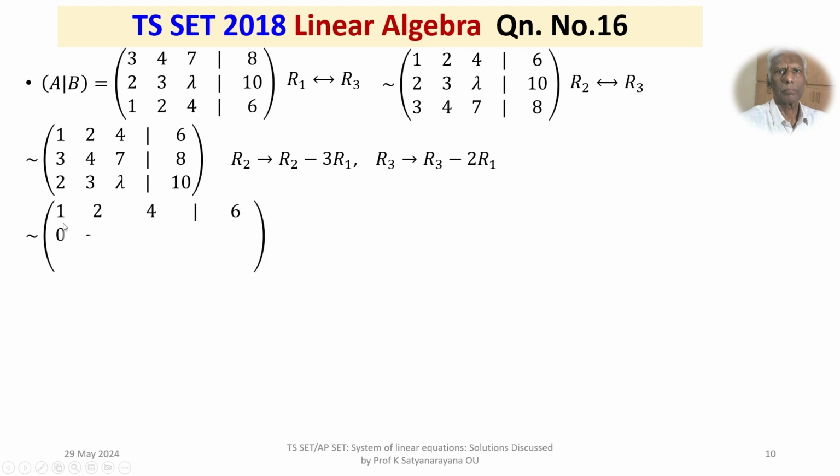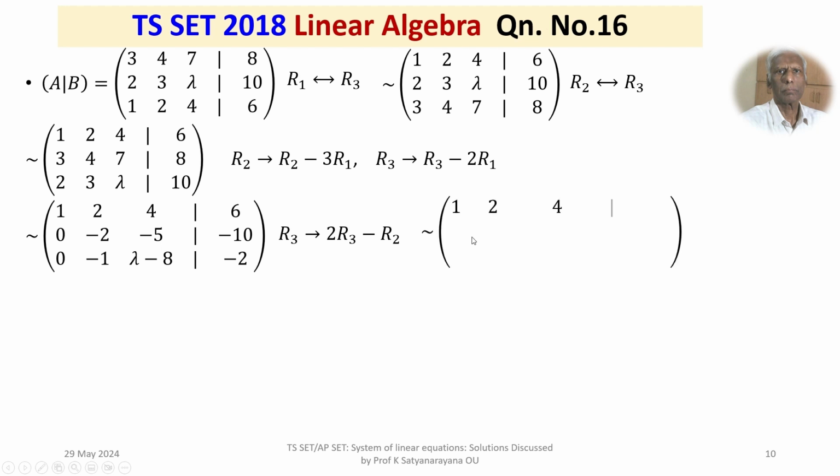Then it will be 1, 2, 4, 6, then 0, minus 2, minus 5, minus 10 in the second row, and 0, minus 1, lambda minus 8 in the third. 2 4s are 8. 2 6s are 12, so 10 minus 12 is minus 2. Now we want to make this entry 0. For that, we multiply the elements of R3 by 2, then subtract the elements of R2. Then this will become 0. So the third row has become 0.